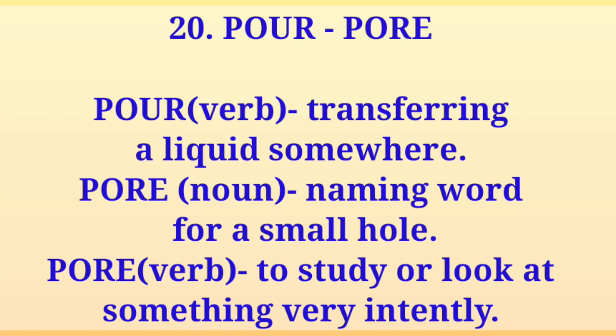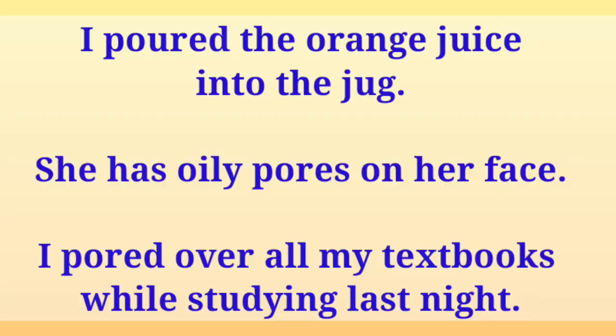Our next set of words are pour and pore. The pronunciations here again just the same. So pour with P-O-U-R, it means transferring a liquid somewhere, like from jug into a glass. Now pore, it has different meanings when it is used as noun and used as verb. So when P-O-R-E is used as noun, it means naming word for a small hole. But when it is used as verb, it means to study or to look at something very intently or very deeply. Now look at the sentences.